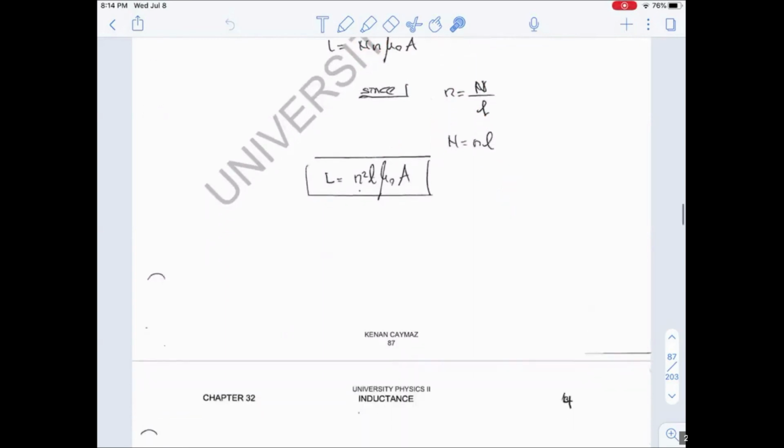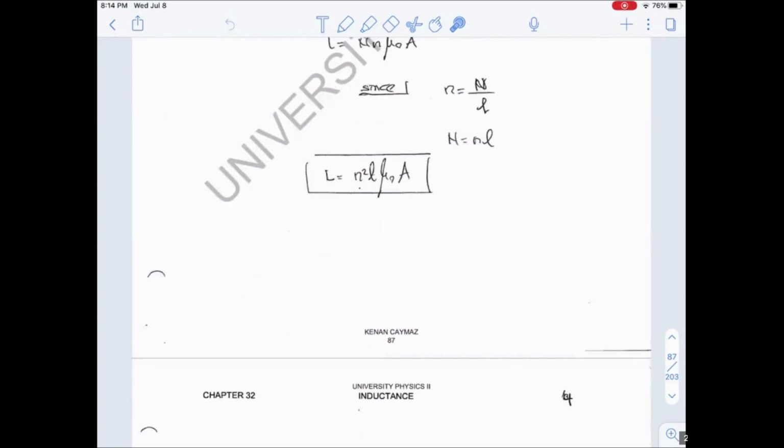So what do we know? Inductance is going to depend on geometry. It's going to depend on the cross-sectional area, and on the number of turns per unit length. This is your cross-sectional area that you're looking at. So inductance depends on the area, on your number of turns, and on the length. And that's it. So it depends on the geometry in essence.